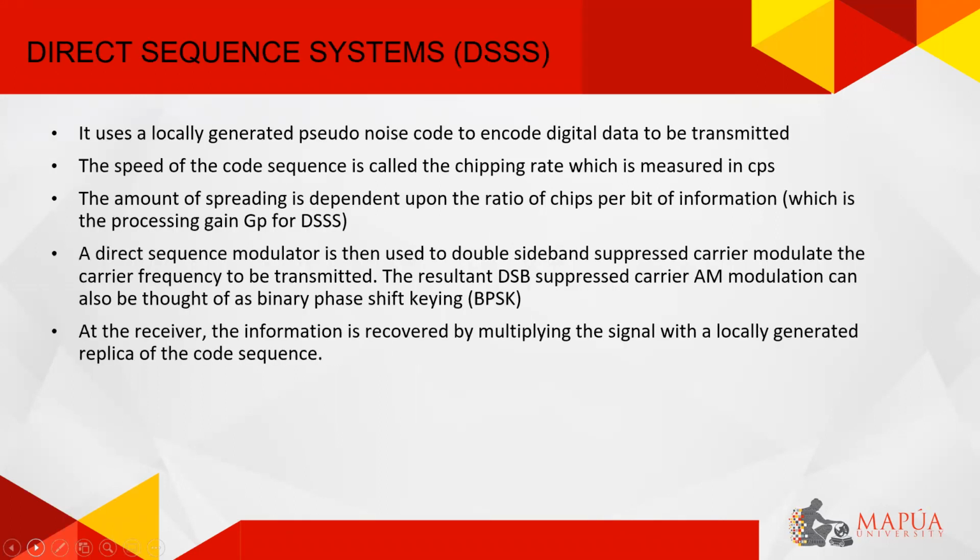The first one, direct sequence systems, also known as DSSS. It uses a locally generated pseudo-noise code to encode digital data to be transmitted. The speed of the code sequence is called the chipping rate, which is measured in chips per second. The amount of spreading is dependent upon the ratio of chips per bit of information, which is the process gain, GP, for the SS. A direct sequence modulator is then used to double sideband suppress carrier modulate the carrier frequency to be transmitted. The resultant DSB suppressed carrier AM modulation can also be thought of as binary phase shift keying, or BPSK. At the receiver, the information is recovered by multiplying the signal with a locally generated replica of the code sequence.